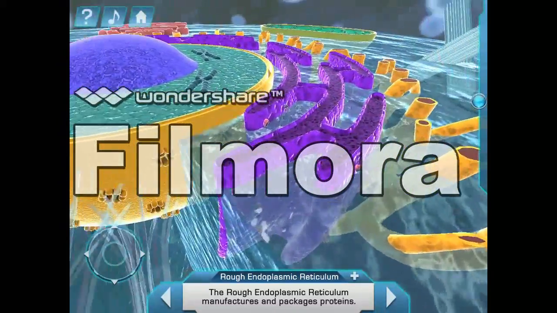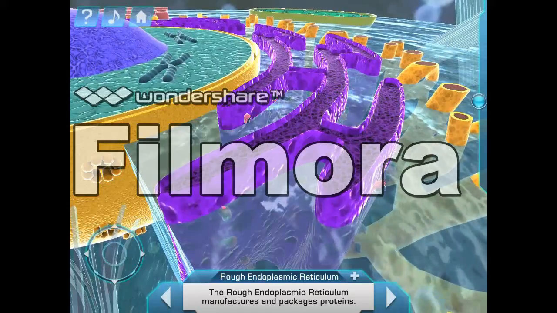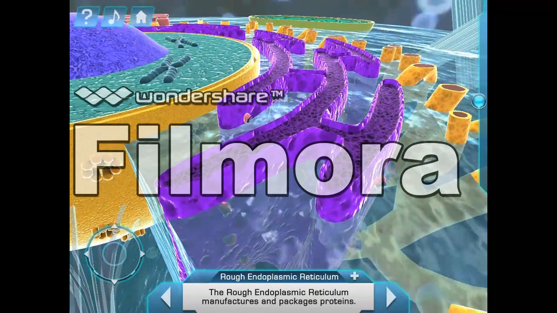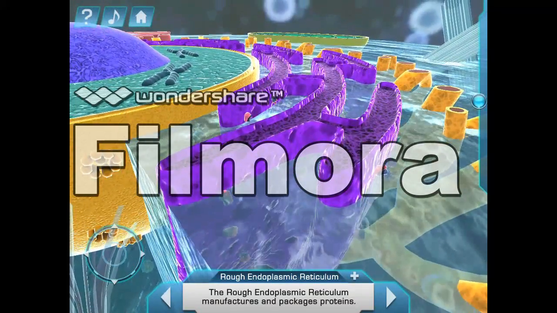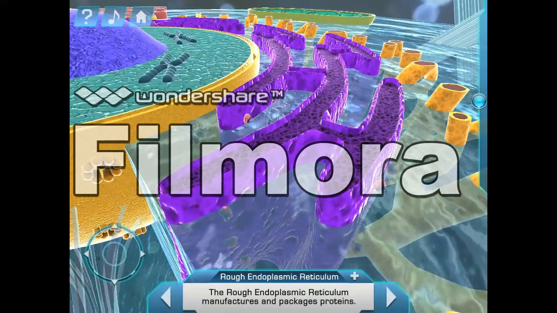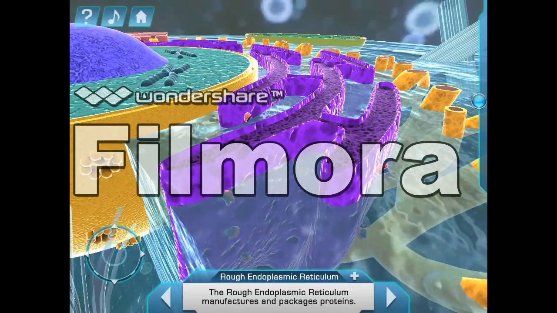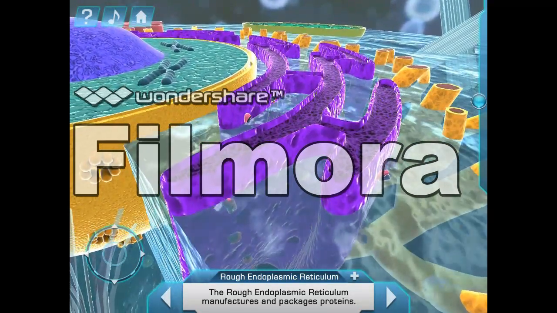Now we're going to move on to the rough endoplasmic reticulum. This is the endoplasmic reticulum that has ribosomes embedded in its membrane. This endoplasmic reticulum's function is to create and package proteins, mainly that are going to be embedded in the cell membrane or other membrane-bound structures throughout the cell.